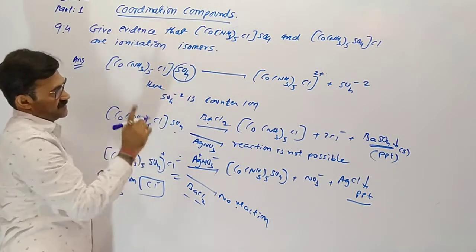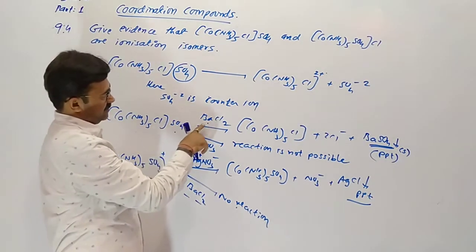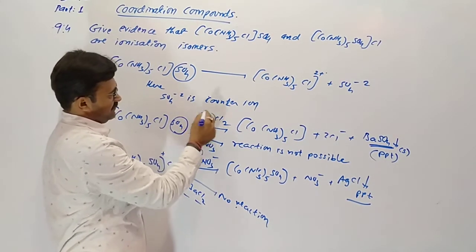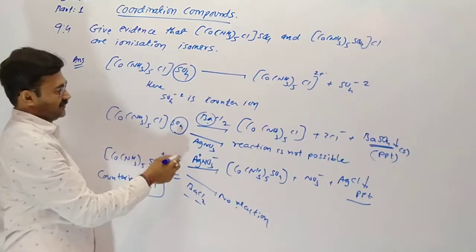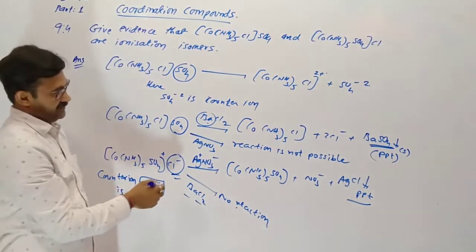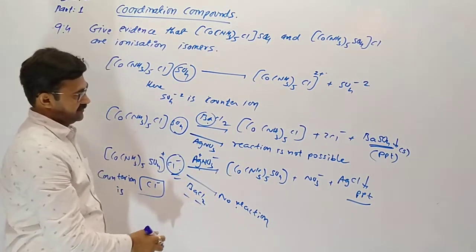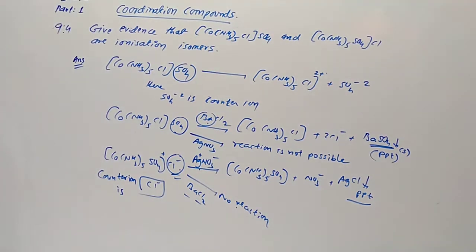Here the counter ion is sulfate, so barium with barium chloride gives barium sulfate. Here the counter ion is chloride, which with AgNO3 gives a precipitate of AgCl. This is the proof, the evidence, of ionic isomerism.